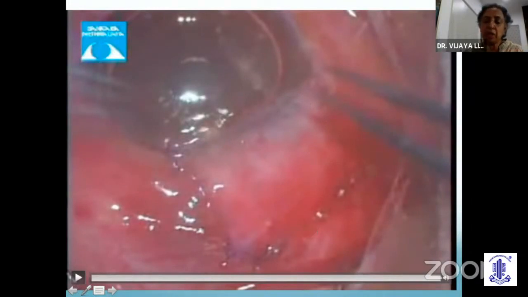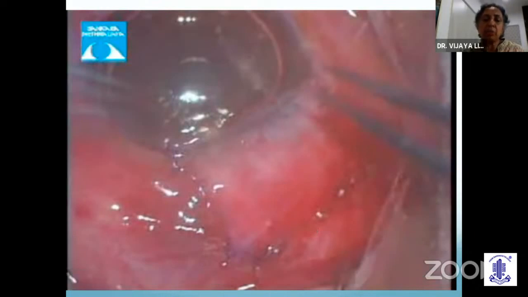This is how you manage a large leak because of the late leak due to the trabeculectomy. So these are the three complications I thought I can share with you all in detail.